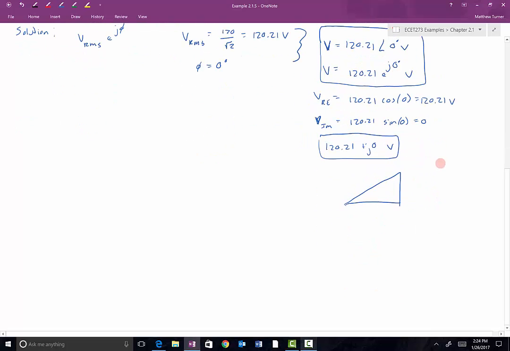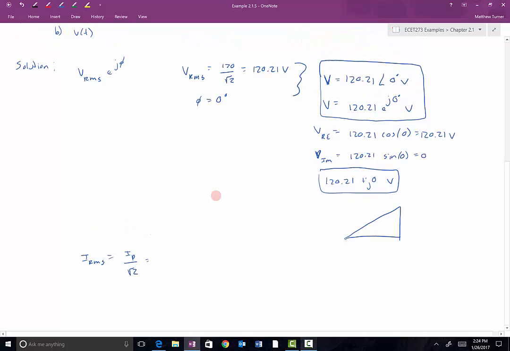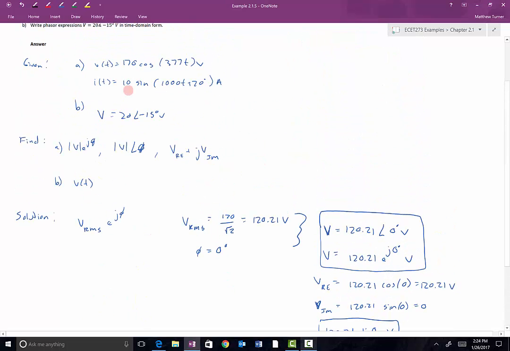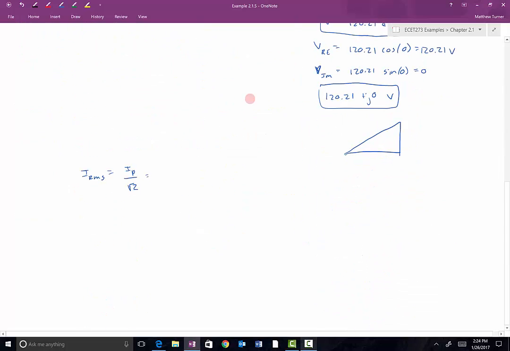So for the current waveform, we know that the RMS current is going to be the peak current over root 2. So if we come back up to our equation, we know that's peak current right there, 10. It's the amplitude of the waveform, so we get 10 over root 2 is going to give us 7.07 amps is the RMS current here.